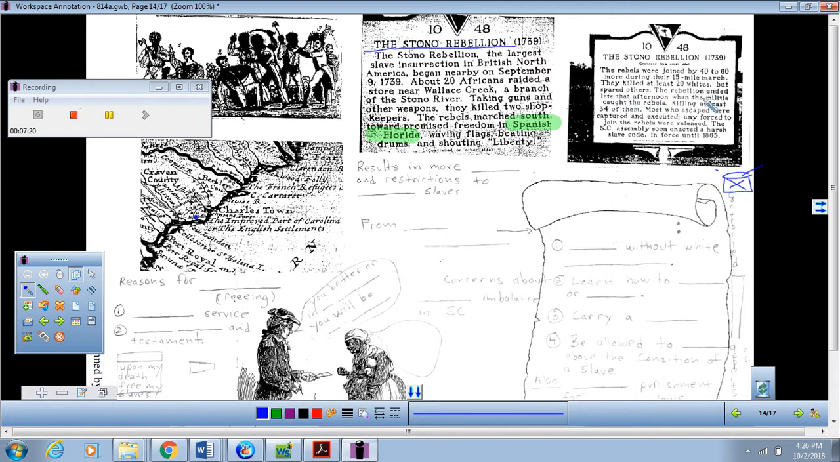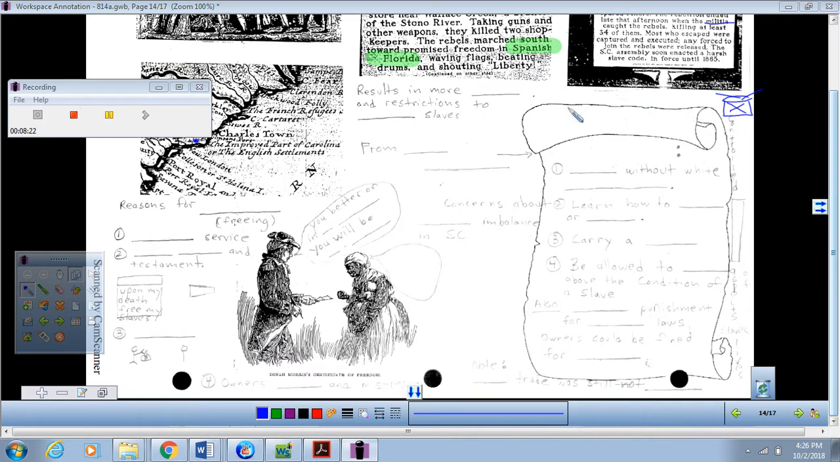So eventually, the white militia catches up with the rebels. They kill at least 34 of them, and most of who escaped were eventually captured and executed. Any that were forced to join the rebels were released. The South Carolina Assembly soon enacted a harsh slave code in force until 1865 as a result of the Stono Rebellion.